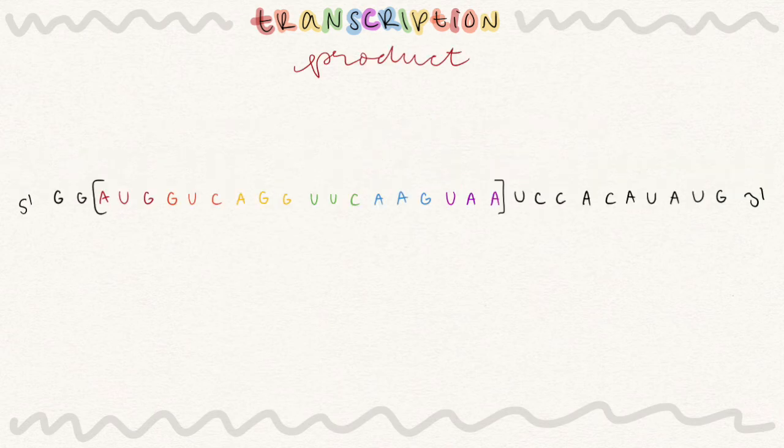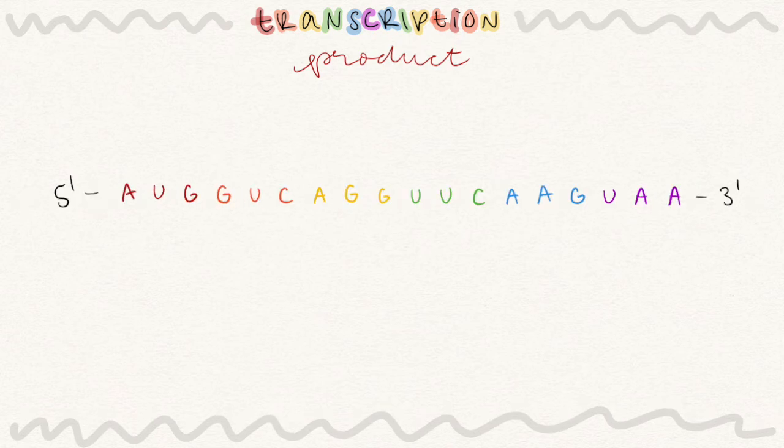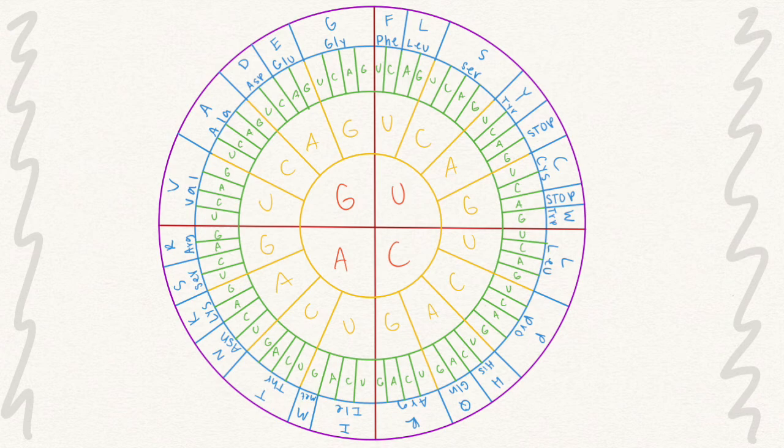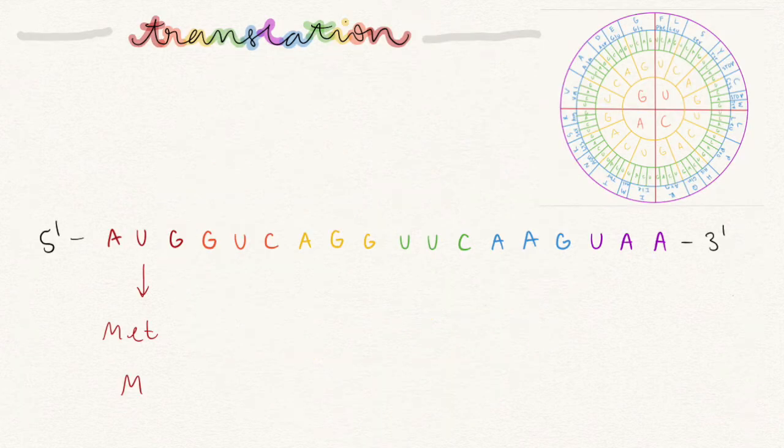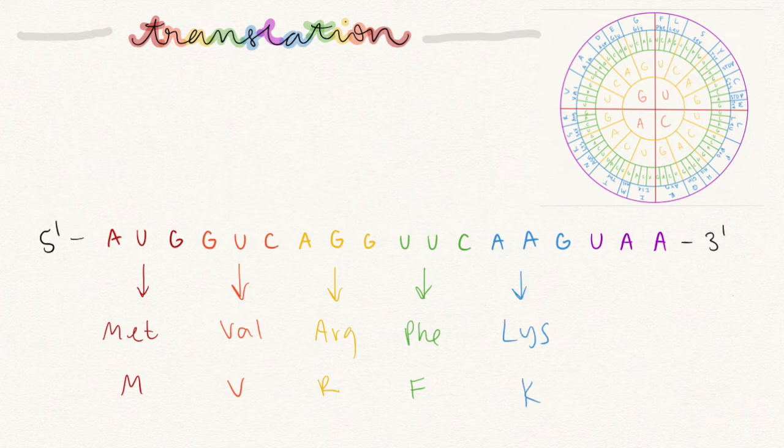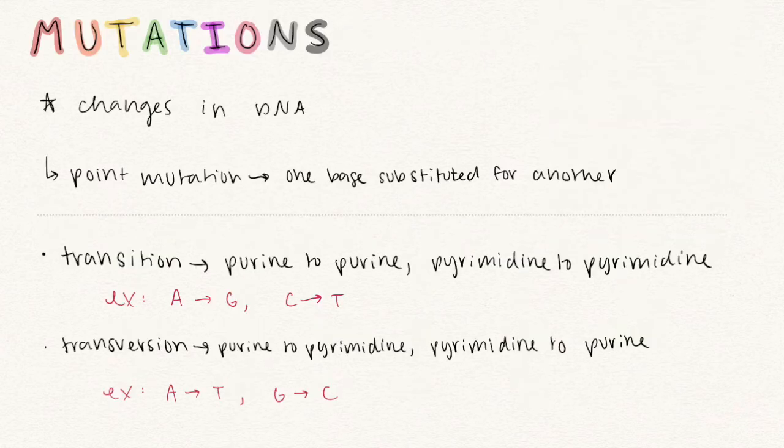Now we will go into translation. Beginning at the start codon, AUG, we will read it in frames that are 3 nucleotides long and find the corresponding amino acid on our amino acid chart. In the 5' to 3' direction, we have AUG, which codes for methionine, GUC, which codes for valine, AGG, which codes for arginine, UUC, which codes for phenylalanine, AAG, which codes for lysine, and finally UAA, which is our stop codon. Now we can get into the mutations.